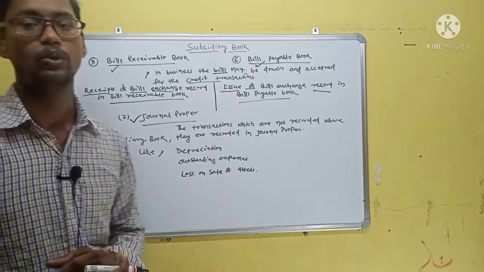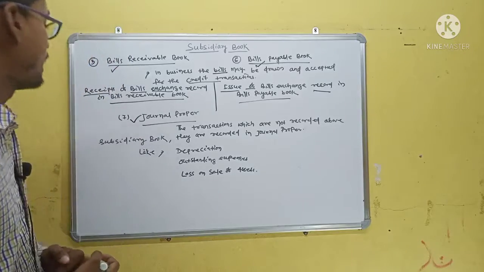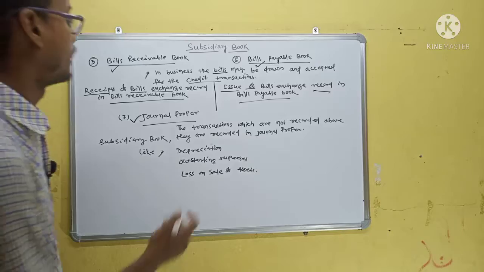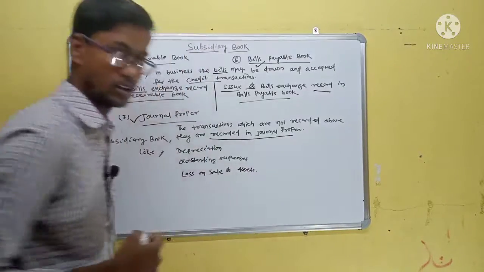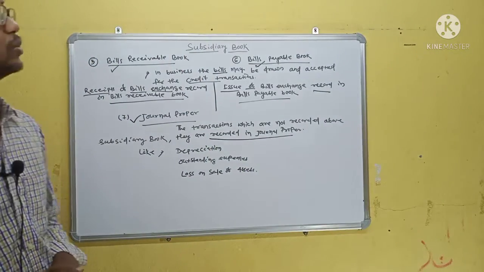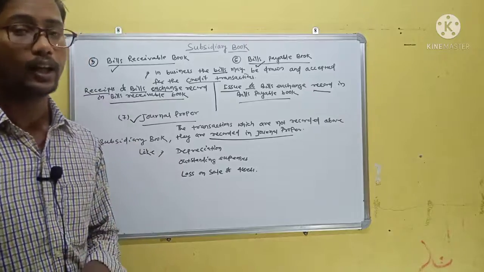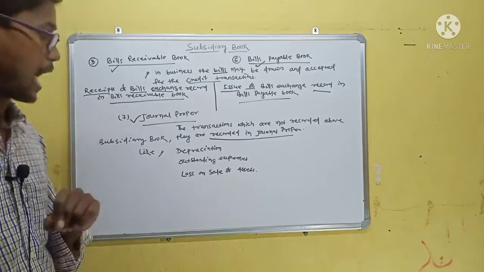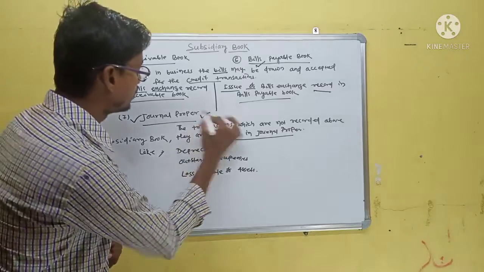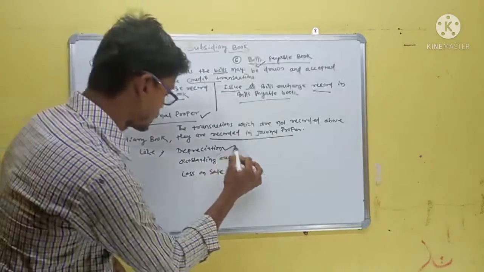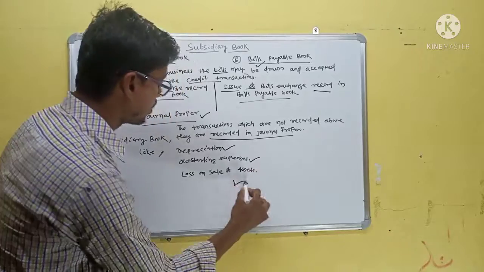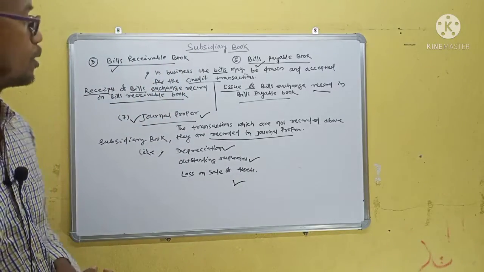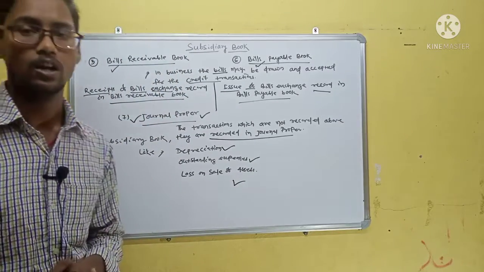And last, journal proper. The transactions which are not recorded in the above subsidiary books are recorded in the journal proper, like depreciation, outstanding expenses, and loss on sale of assets. Overall, all are types of subsidiary books.